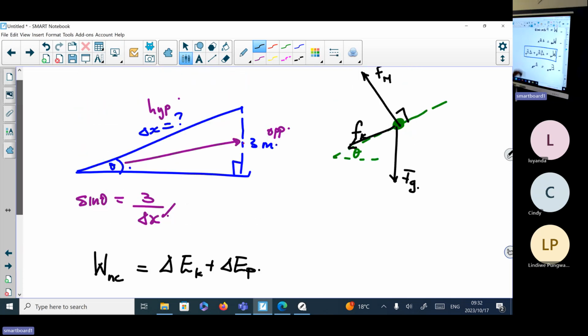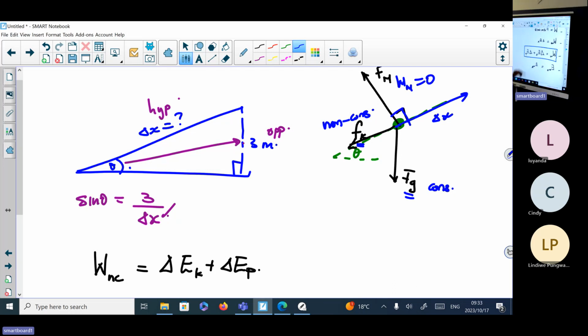In this case, we have 3 forces acting on our object. Gravitational force is a conservative force, so it will not form part of this formula. Work done by the normal force is equal to 0, so we're not going to bother about normal force, the reason being because it is perpendicular to the displacement. This is the non-conservative force that we are going to factor in this formula, because frictional force is a non-conservative force.